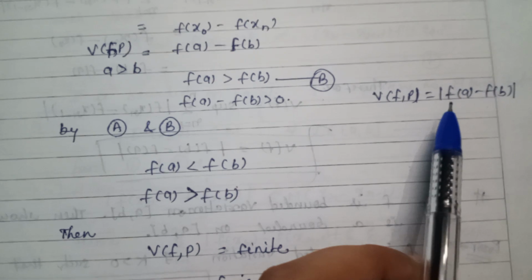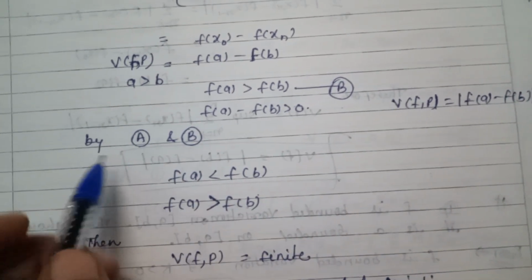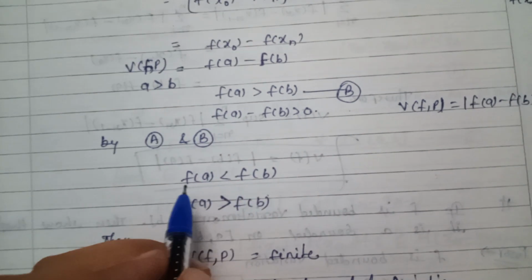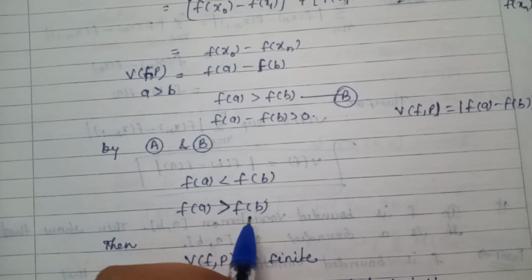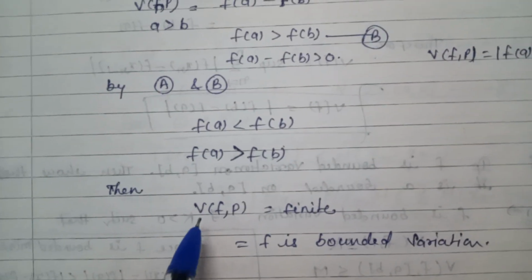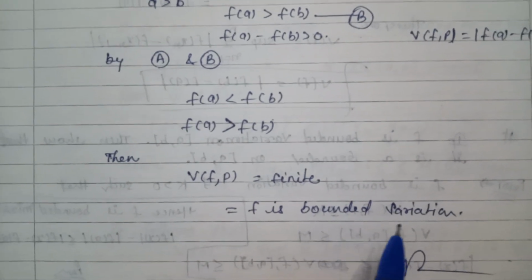V(f, P) is equal to |f(a) − f(b)| by equation number A and B. So f(a) is less than f(b) and f(a) is greater than f(b). Then V(f, P) is finite. So f is of bounded variation.